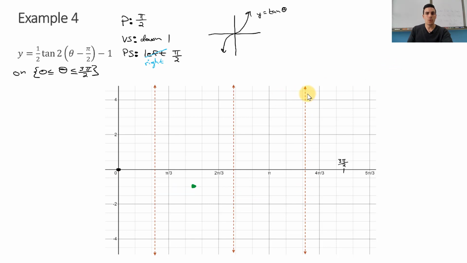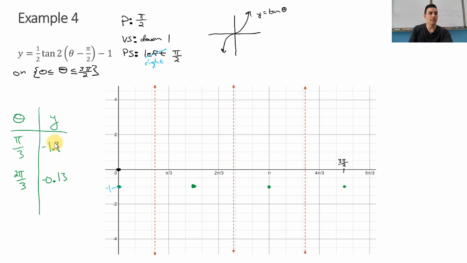Then we can plot, at each midpoint in between my vertical asymptotes, another midline intercept. My midline now is here at -1, so it's going to be on this line right here. So I can just plot, again, 2 points within one of my intervals. I'm going to pick this interval right here, and I'll pick points of pi over 3 and 2 pi over 3, since I have some nice reference lines here. So I'll get negative 1.9 and negative 0.13. These are going to be points here and here roughly.